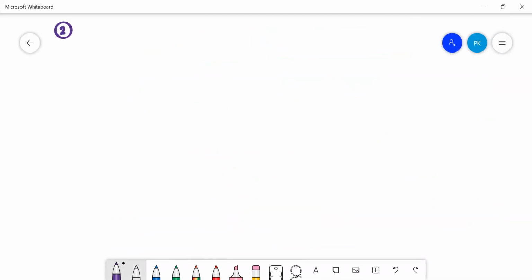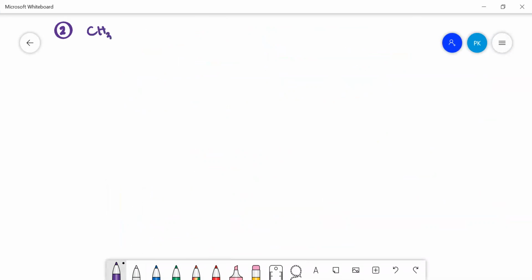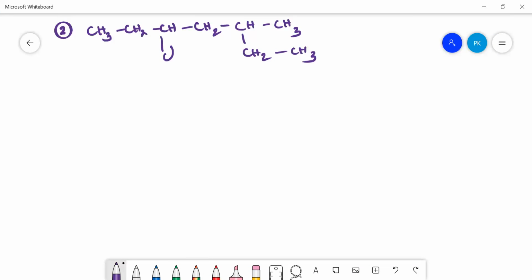Second example I'm going to give you here. Okay. Now write the name of this alkane, IUPAC naming. So what you have to do, first rule you follow, find the longest carbon-carbon chain.